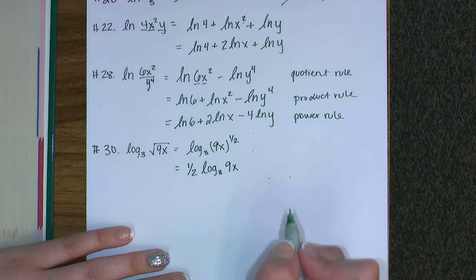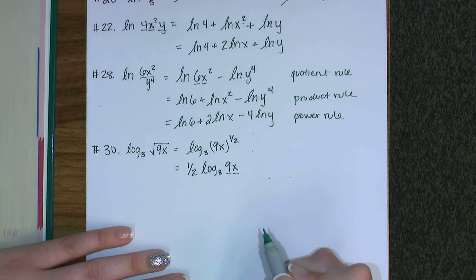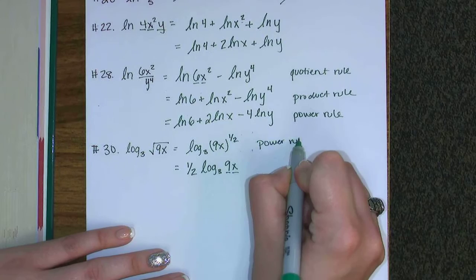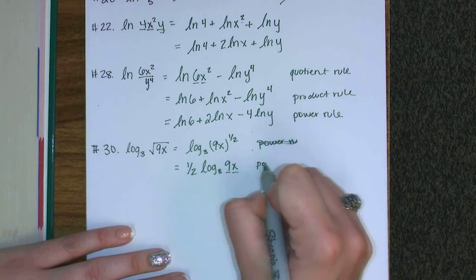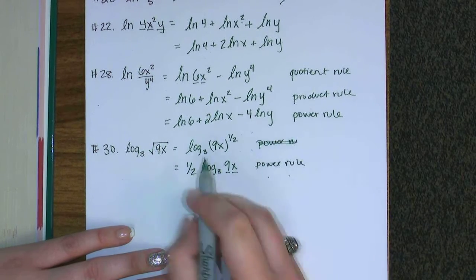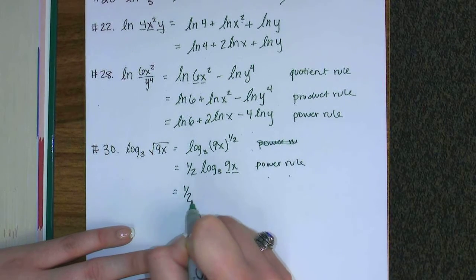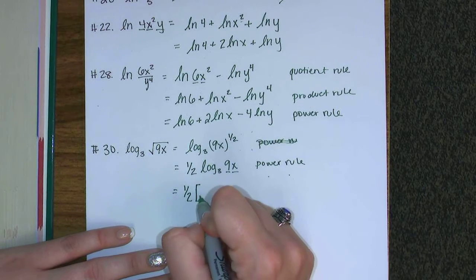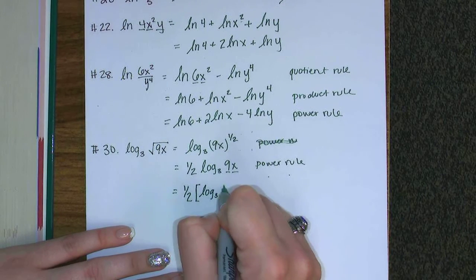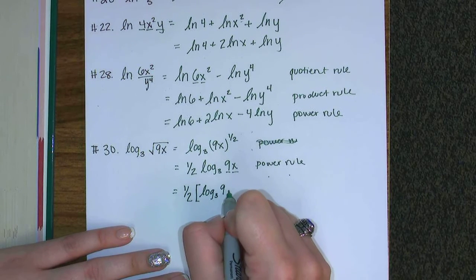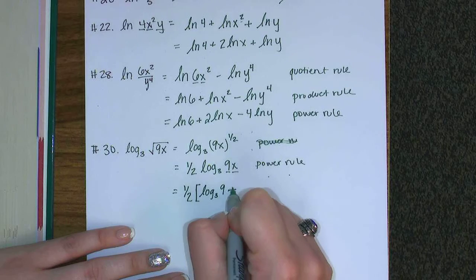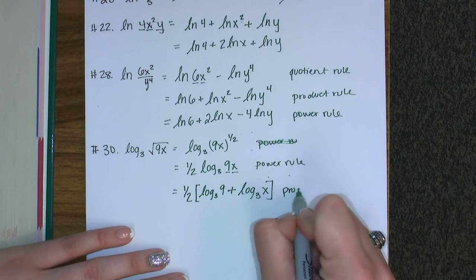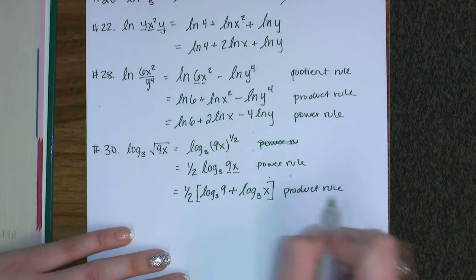Now, I can do my log of a product is equal to the sum of the logs. So I did my power rule first. You did the power rule first. So now I can come down here on 1/2. But because this 1/2 goes with the whole thing, I'm going to bracket it off, or parentheses, whatever. Log base 3 of 9 plus log base 3 of x by the product rule. And that would be the answer there.